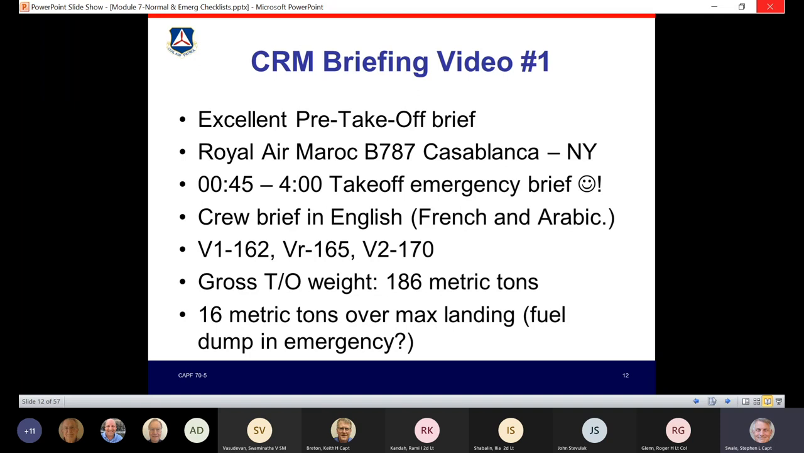The gross weight that she enunciated is 186 metric tons. So we're talking about a 300,000 to 400,000 pound airplane. In the briefing, she says she's got 16 metric tons of weight over her max landing weight at takeoff and considers fuel dump in case there's an emergency. And I just wanted to mention that for people where that might be a new way of thinking about things. Any questions before I try to get the thing to play?